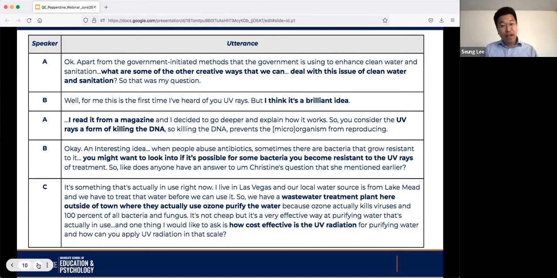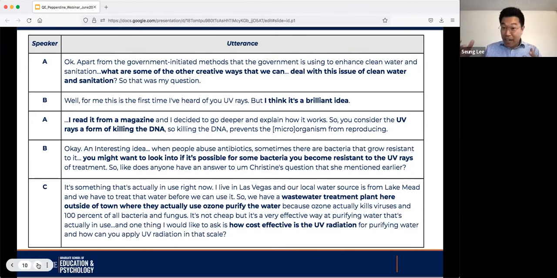And so right here, I wanted to give you an example of the types of discussion that takes place in our meetups. In this slide, we have 3 participants who are talking about clean water and sanitation. Speaker A asks a question: what are some of the other creative ways that we can deal with the issue of clean water and sanitation? Another student mentions, I heard of UV rays.